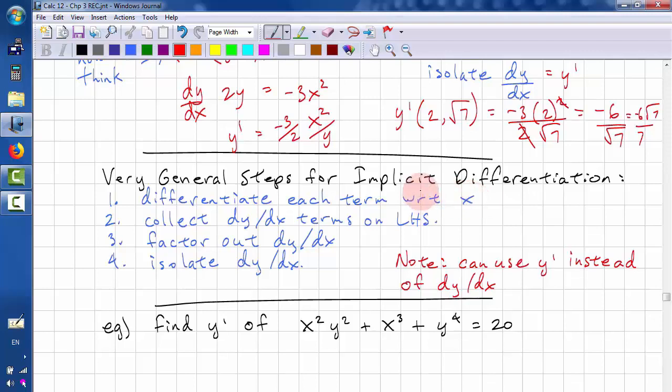Not all implicit equations are set up the same, but you can follow these rules generally. We differentiate each term with respect to x. We collect the dy dx terms on the left-hand side. We factor out dy dx, and then we isolate dy dx. And again, you can use y prime once you understand what you're doing, instead of dy dx.